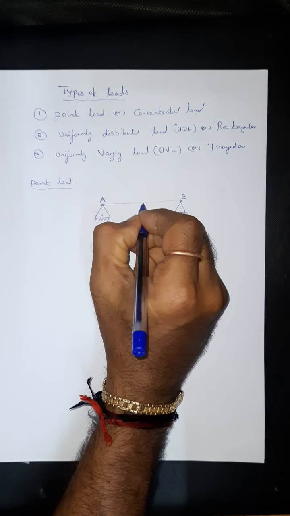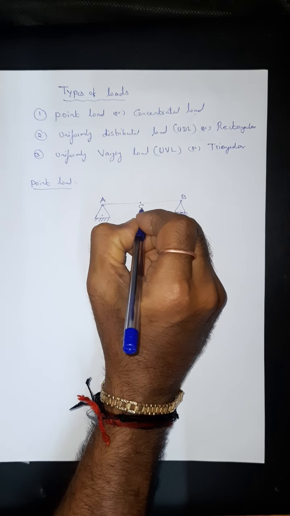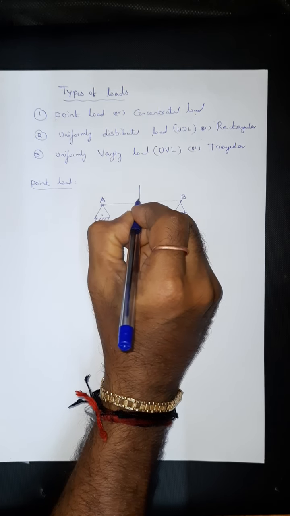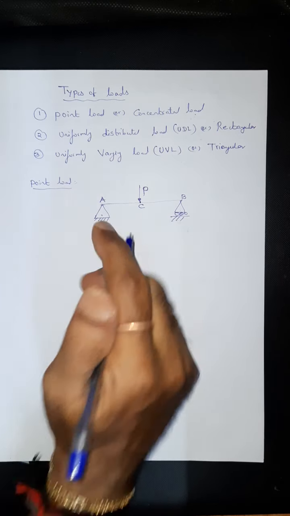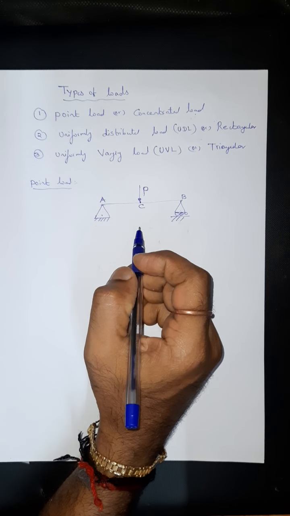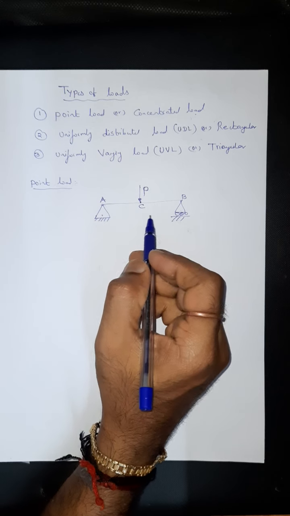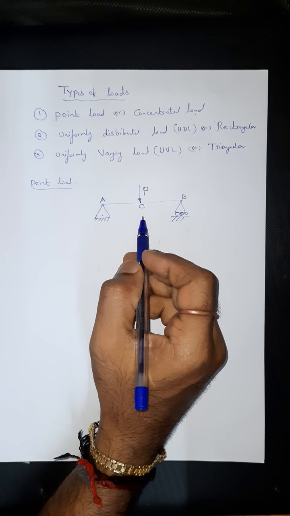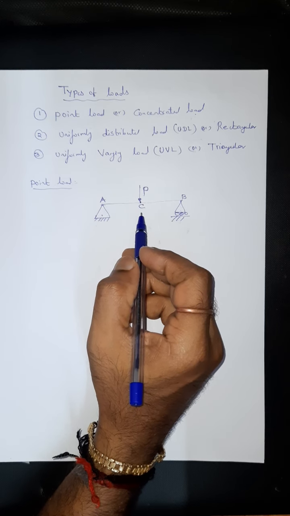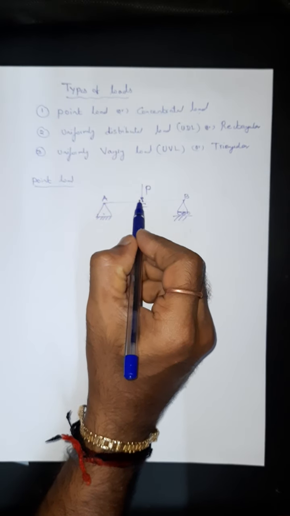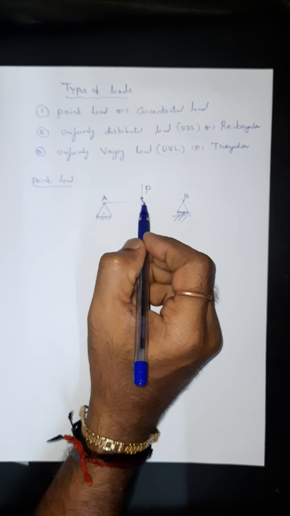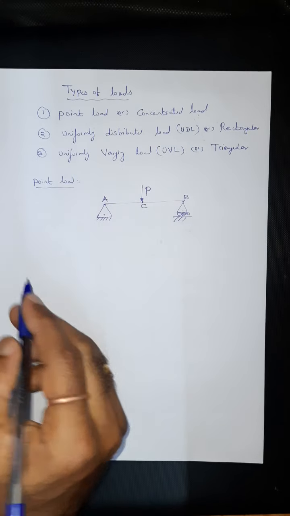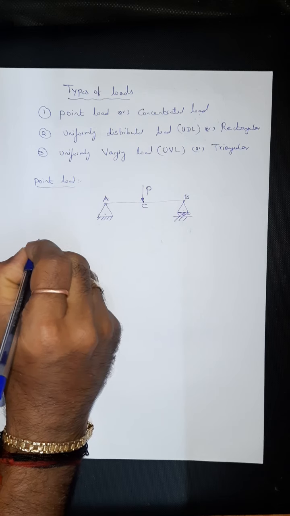Now at point C, at the mid of the beam, a load of magnitude P is acting. A load which is acting at a point on a beam is known as point load. So the definition of point load or the concentrated load is a load which is acting at a point on a beam. Got it?